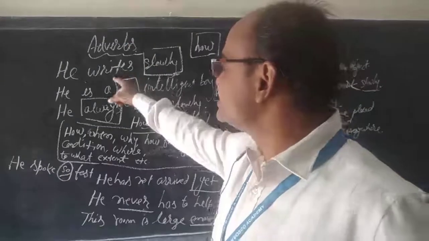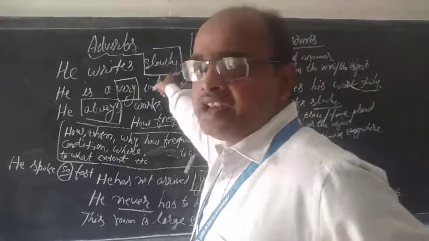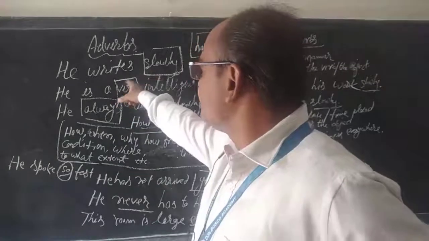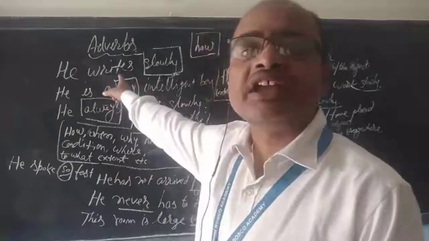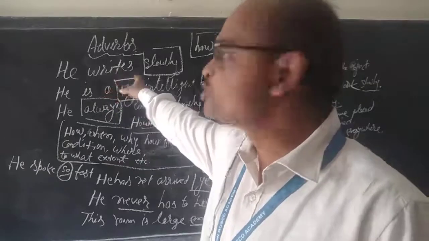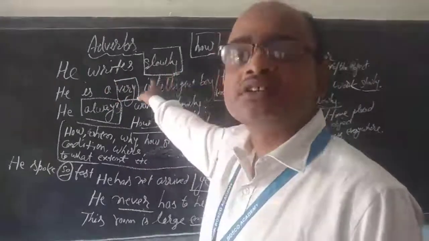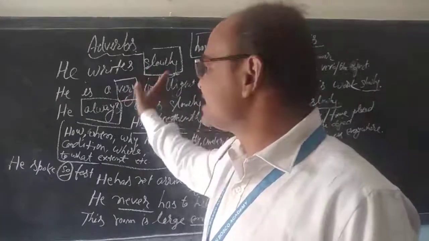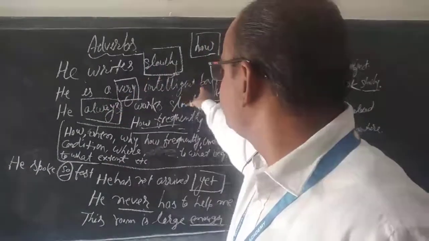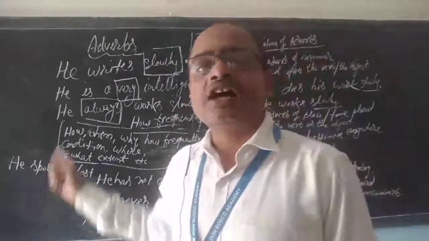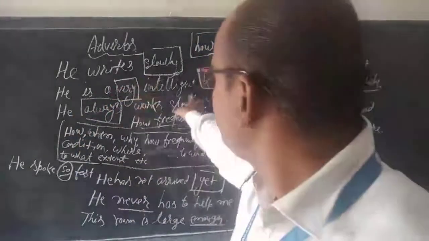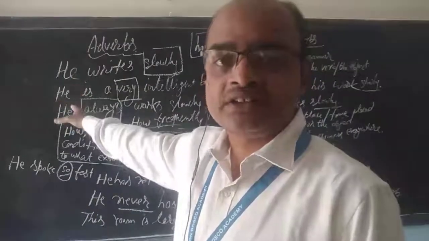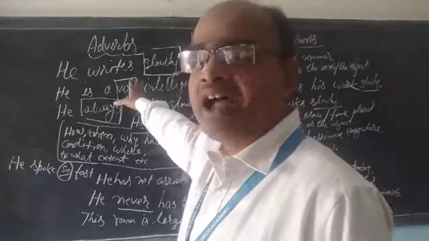Just see the sentences. He writes slowly. So here, ask the question: how does he write? Of course, you are getting the answer slowly. So slowly is an adverb. In the second sentence, he is a very intelligent boy. So ask the question: how intelligent? Of course, you are getting the answer very. So again, very is here an adverb.